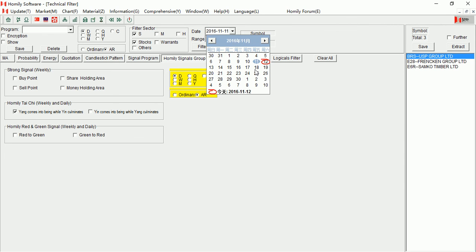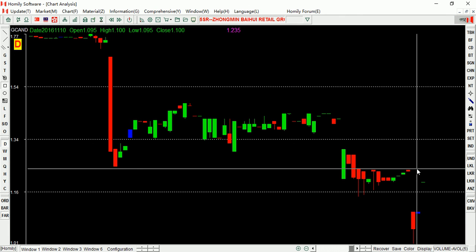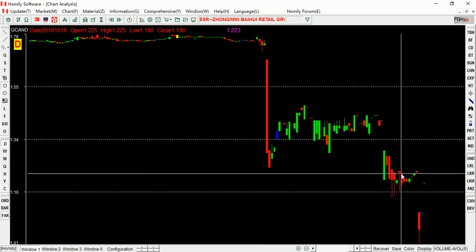So maybe we can change the date. Change the 10. So all the stocks have the blue candlestick of the Taiji signal. Okay. So let's see whether we can filter some stocks or not. This one blue candlestick appears, right, but can buy or not? This one, stock is good or not? Not good, bad. So we'd better give up.